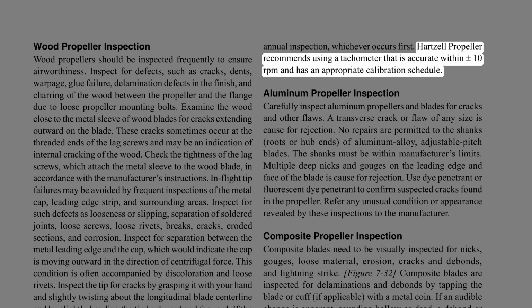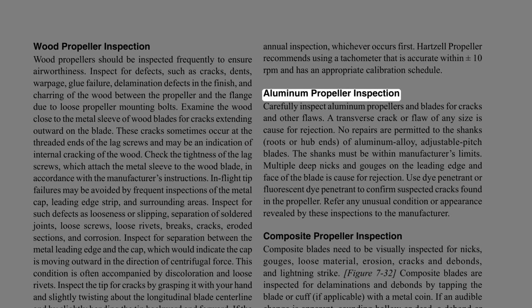Hartzell Propeller recommends using a tachometer that is accurate within plus or minus 10 revolutions per minute and has an appropriate calibration schedule. Aluminum propeller inspection. Carefully inspect aluminum propellers and blades for cracks and other flaws. A transverse crack or flaw of any size is cause for rejection.